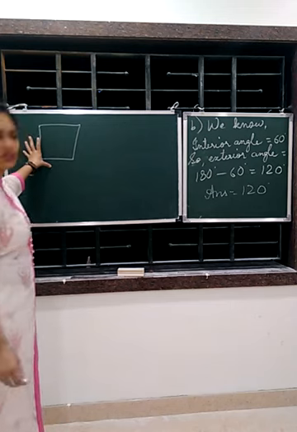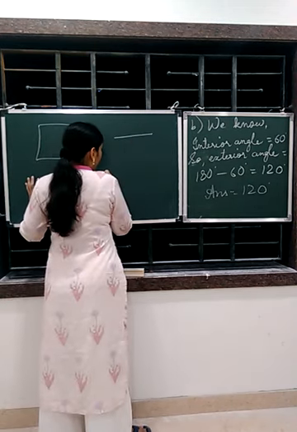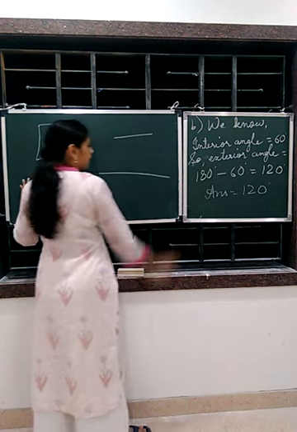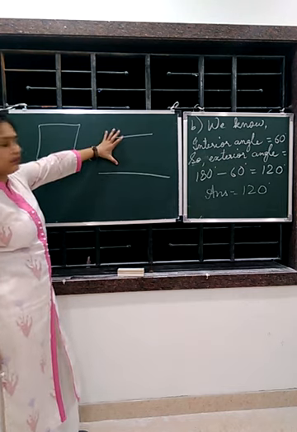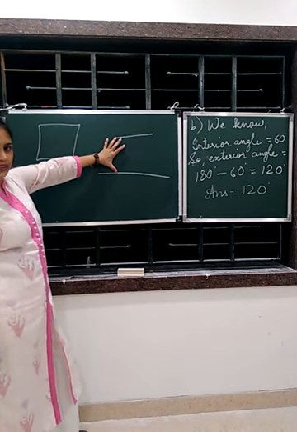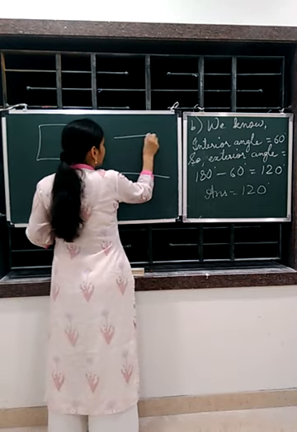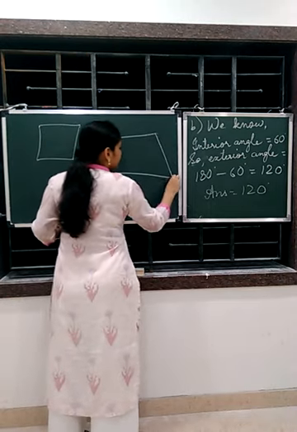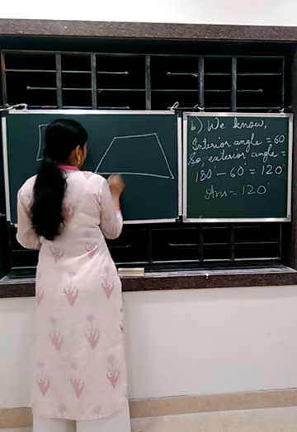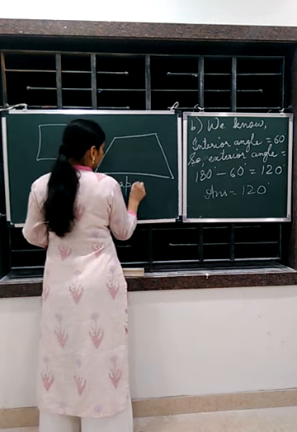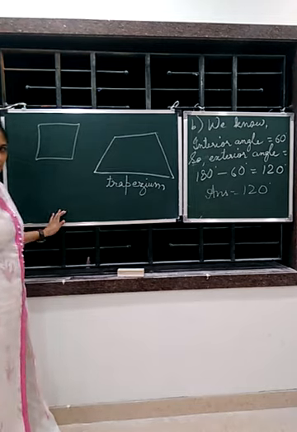Now, in any quadrilateral, when any one pair is parallel. Parallel means the distance between the two lines is always same. It will not change. So if any two sides are parallel, then such types of quadrilaterals are known as trapezium. What are they known as, children? They are known as trapezium. Okay.